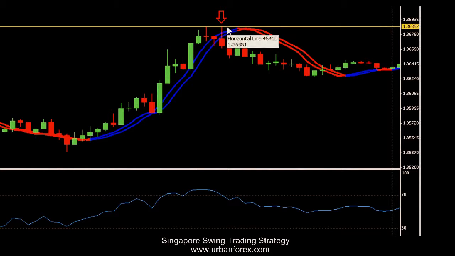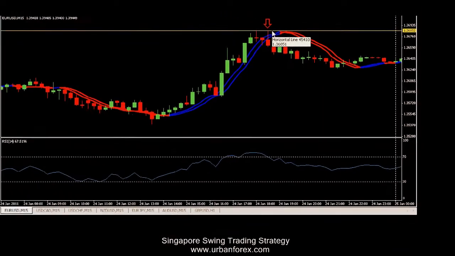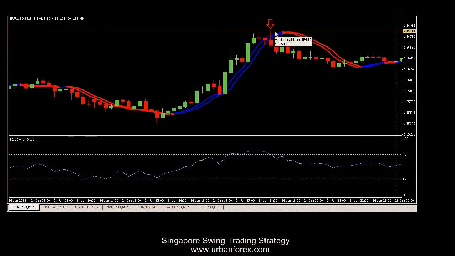So that's pretty much how the strategy works, and it may take time for these trades to come up because it's a very conservative strategy. You have to wait for the right setup, and it comes very occasionally. So what you want to do is open up several pairs and keep a lookout for it.